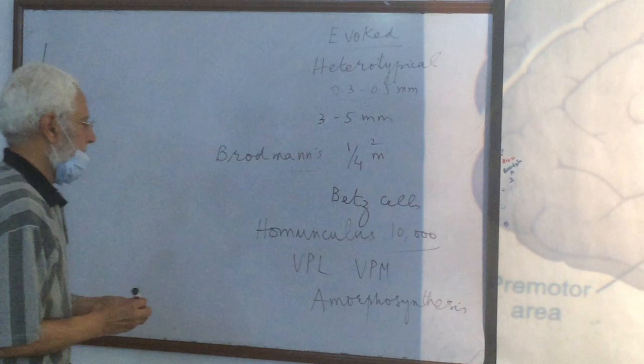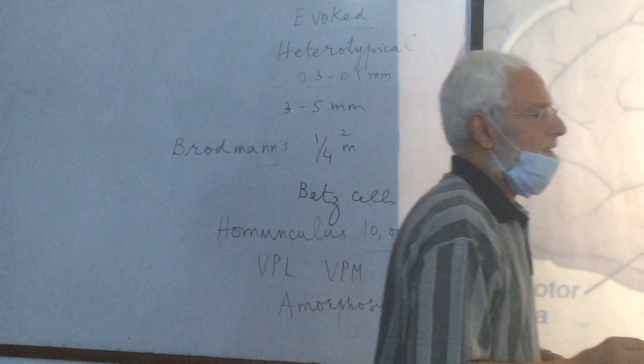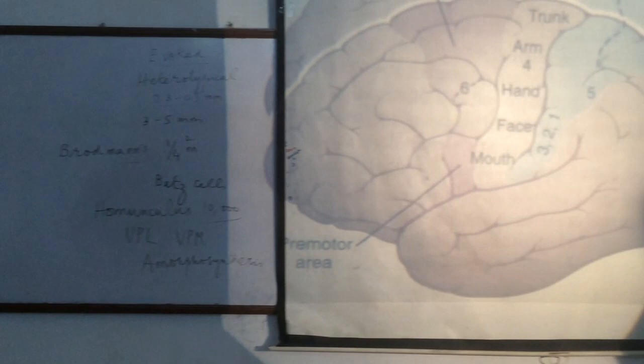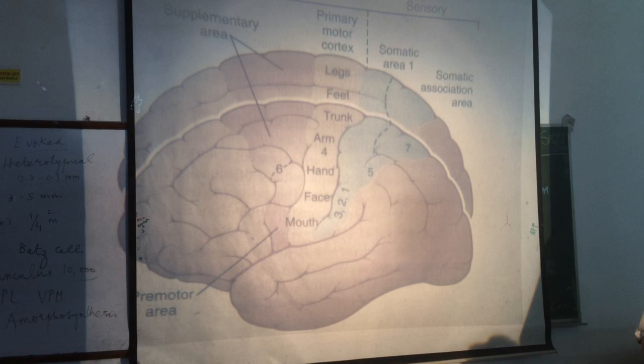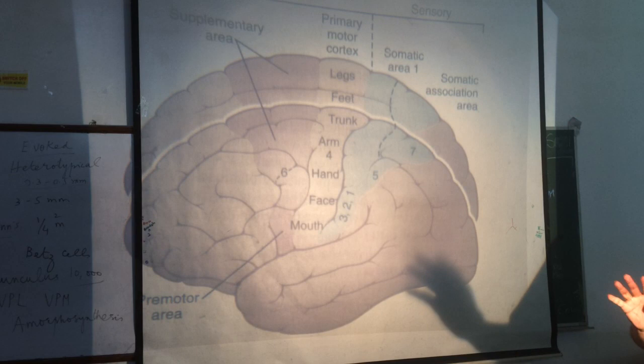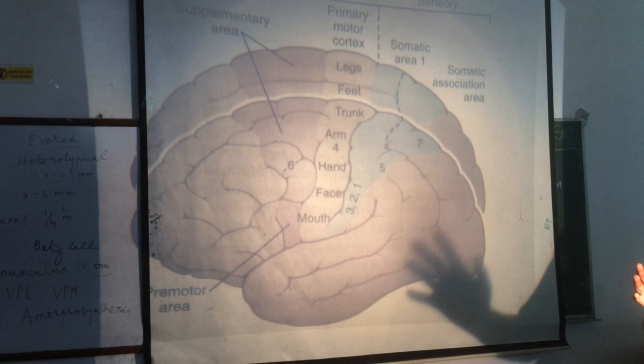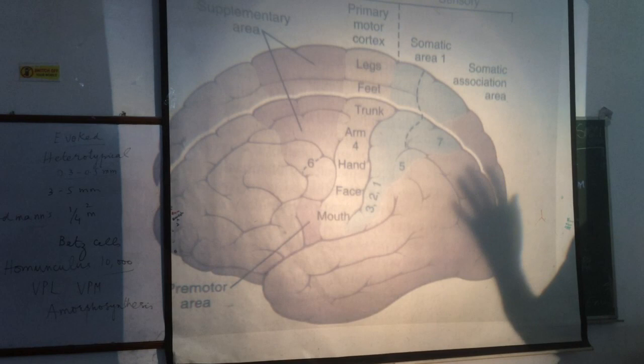When there is damage to this area, there is a specific sensory deficit which is called amorphosynthesis. The patient is able to recognize, perceive one side of the object.